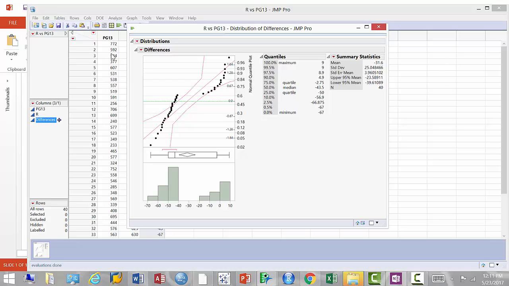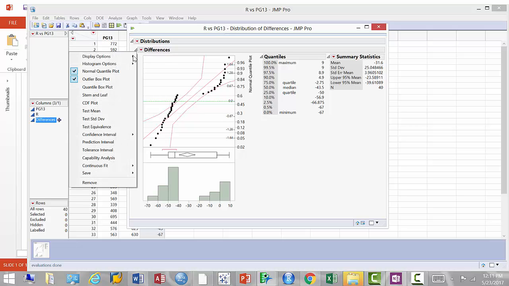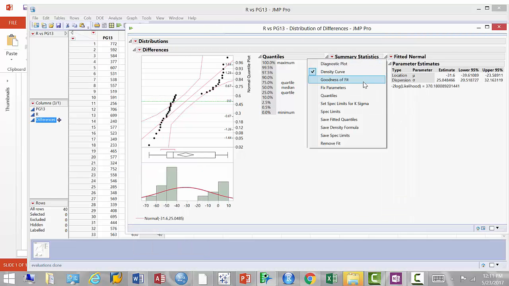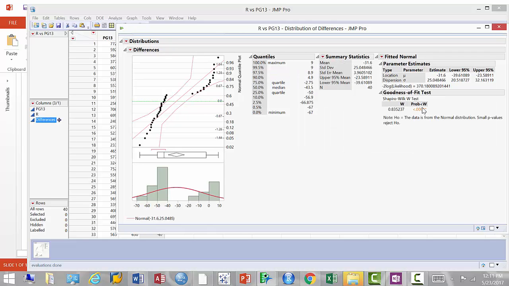So let's just be formal about that. Let's run the Shapiro-Wilk, right? So I have to go to continuous fit normal, and in the fitted normal I have to ask for goodness of fit. My p-value is very small, therefore I reject the null that data are normally distributed, if I want to be really and truly formal about that, right? So these differences are not normally distributed. This is what I'm testing. I'm testing differences, right? Between sample 1 and sample 2. Not normally distributed. Right? The null is that data is from the normal distribution. Small p-values reject the null, right? And we do have small p-values, so we reject the null. All right.